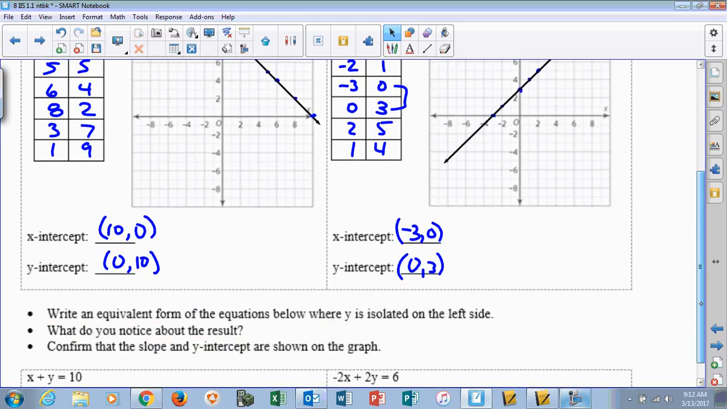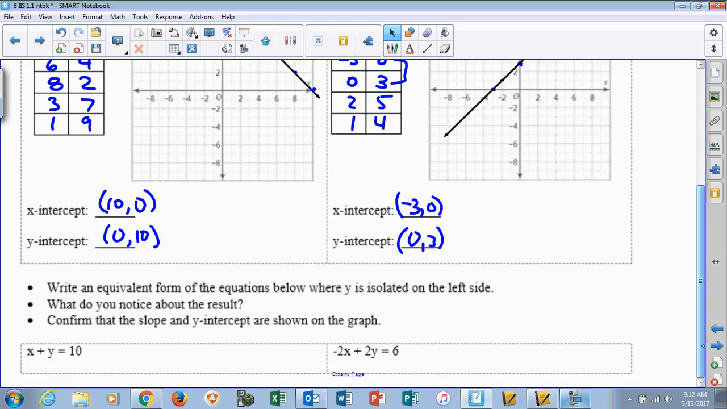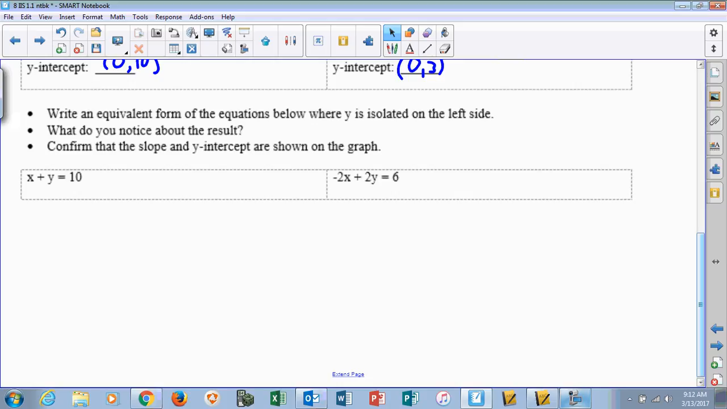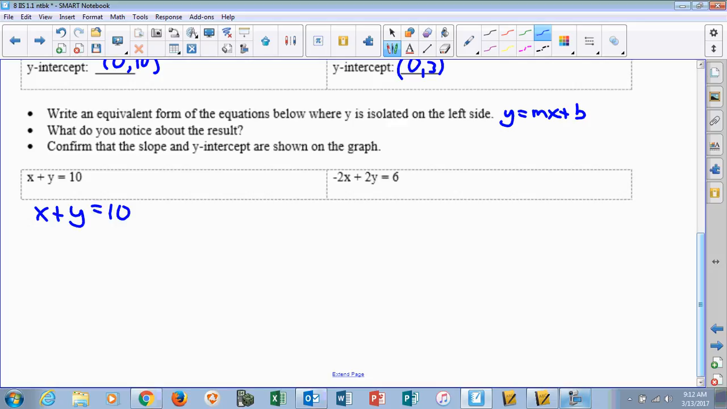All right, so moving on. Extend this page here because we need some room. So it says write an equivalent form of the equations where y is isolated on the left side. Well, if y is isolated on the left side, that means it's in this form, right? And we know that these are dealing with straight lines. So if I have x plus y equals 10, and I want y all by itself on the left side, I've got to subtract x from both sides. And when I do that, I can get this.